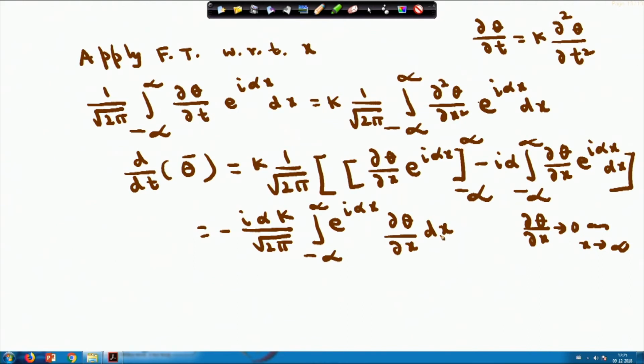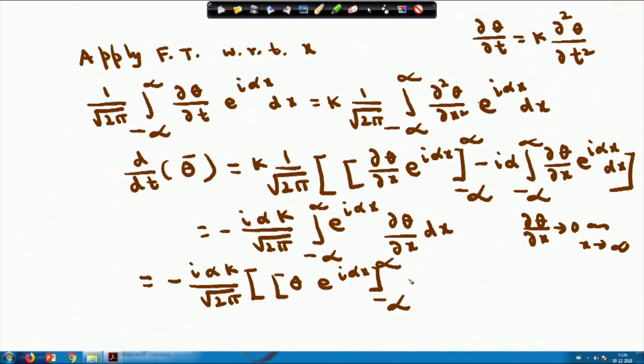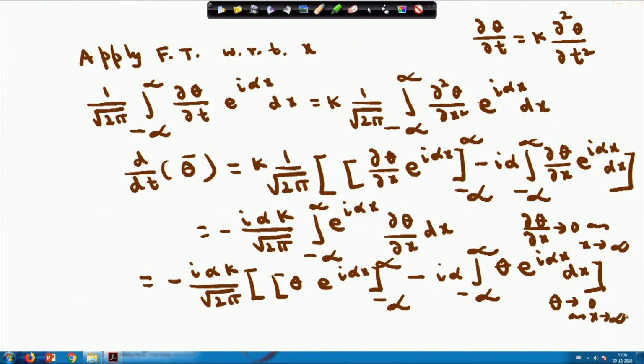And again, if you evaluate the integral, you will obtain this equals minus iαk by root 2π into, here it will be θ into e^(iαx) from minus infinity to infinity, minus iα into the integral from minus infinity to infinity of θ into e^(iαx) dx. Again, if you note, θ approaches 0 as x approaches infinity, and for minus infinity it is 0. So, this term will vanish using the condition that θ approaches 0 as x approaches infinity.